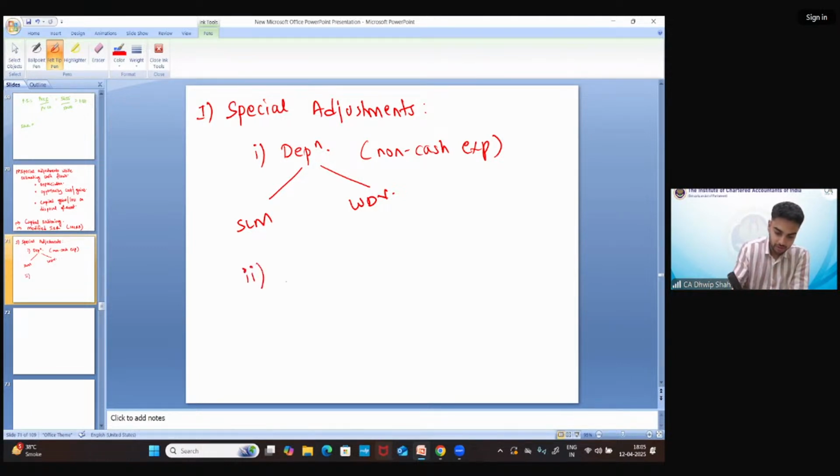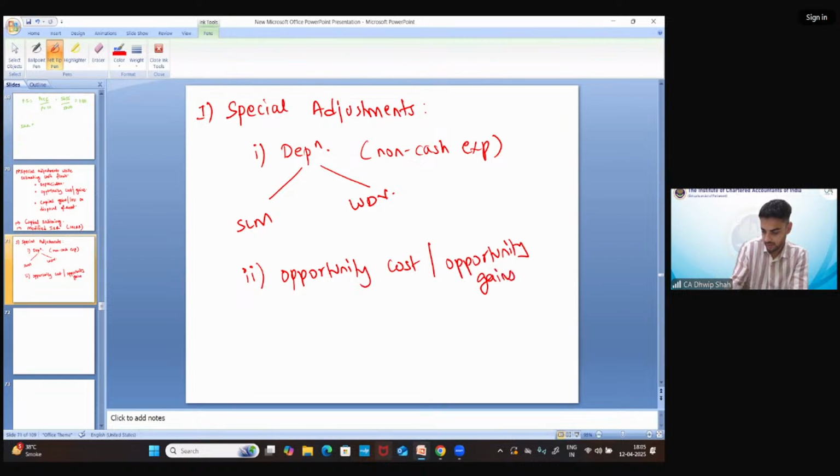Second, again very important, opportunity cost or opportunity gains. Bolo, what do you mean by opportunity cost or opportunity gains? Will someone like to try? Tell me, what do you mean by this term? You have heard of this term multiple times, I feel. Let's make this session more interactive. बोलो यार, वेट कर रहा हूं. No one? Okay.